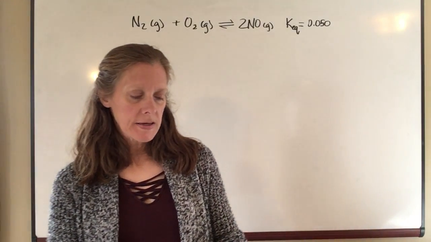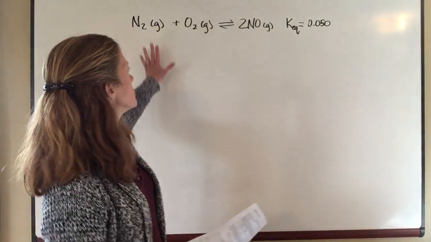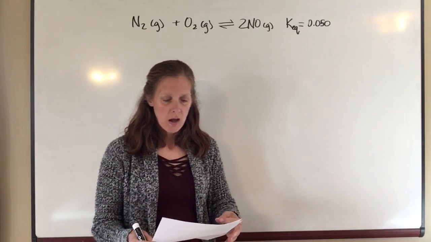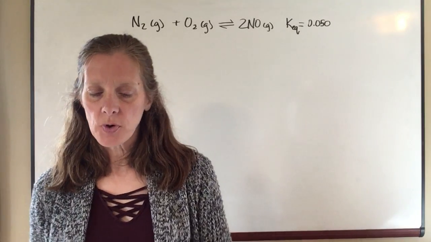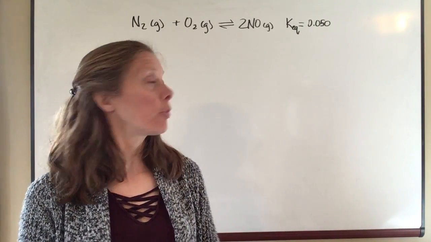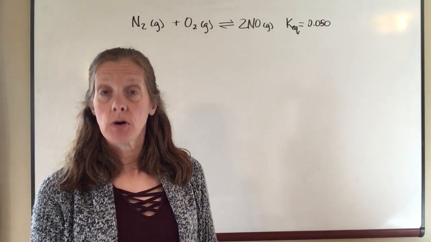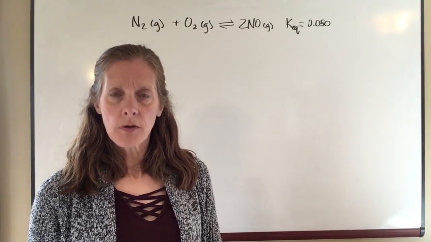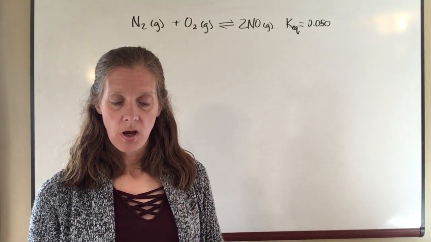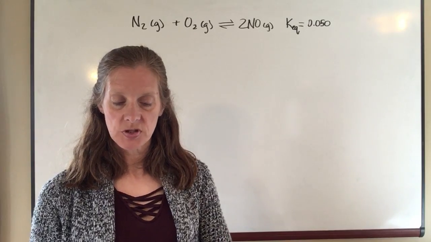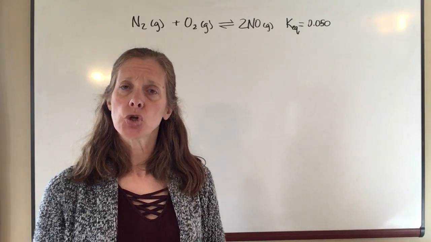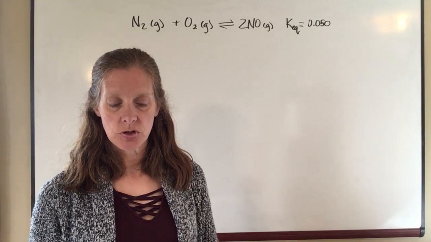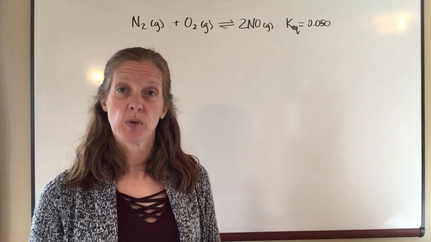A chemist is studying the following reaction. So nitrogen gas plus oxygen gas yields nitrogen monoxide. She knows that the equilibrium constant for this reaction at this temperature is 0.05. Notice there are no units on this particular equilibrium constant. Now, she has measured the concentrations of each substance, and they are as follows, and they're listed there for you. We're supposed to determine whether the reaction has reached equilibrium yet, and if it has not, we're supposed to determine the direction it will shift in order to reach equilibrium.